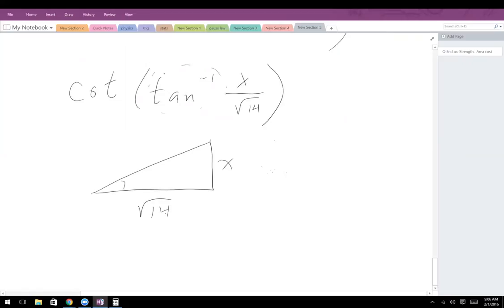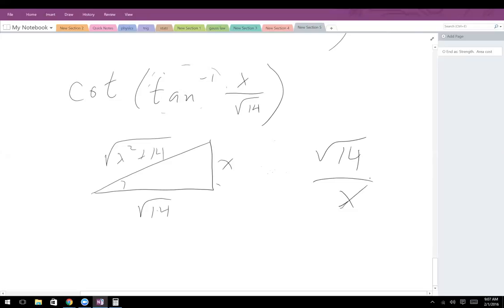And if we wanted the hypotenuse, we just do Pythagorean: the square root of x squared plus square root of 14 squared, which is 14. We actually don't need it, since if they asked for cosine or something, then we would have to find that hypotenuse. Since they asked for cotangent, what's cotangent? It's 1 over tangent. So if tangent's opposite over adjacent, cotangent would be adjacent over opposite. So adjacent over opposite is root 14 over x.